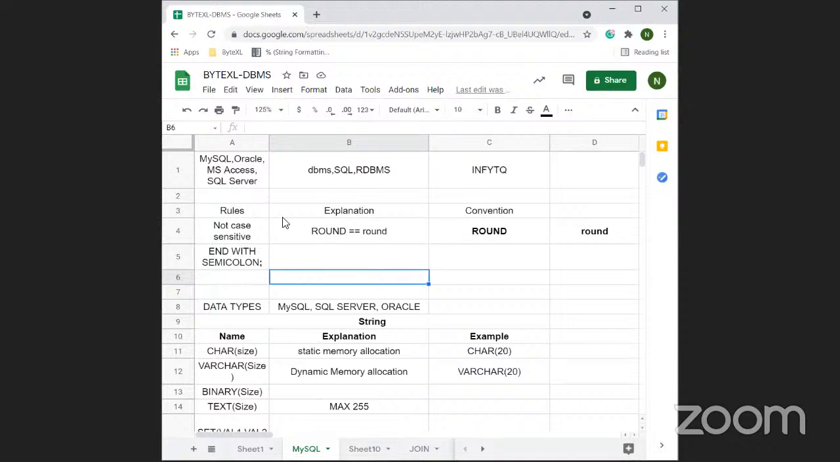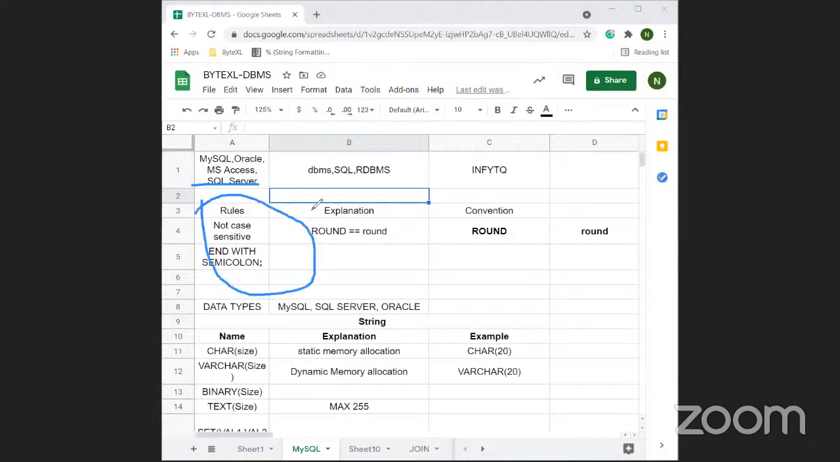Then, SQL is a structured query language, in case anybody is interested in that. There are many programming languages. Even in SQL, there are many languages, but they are query languages, not programming languages. MySQL is one thing, Oracle is one thing, MS Access or SQL Server for that matter. There are many things available. Then there are a few rules when it comes to MySQL. It is not case sensitive.